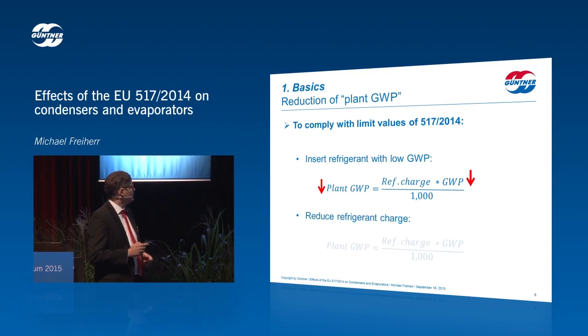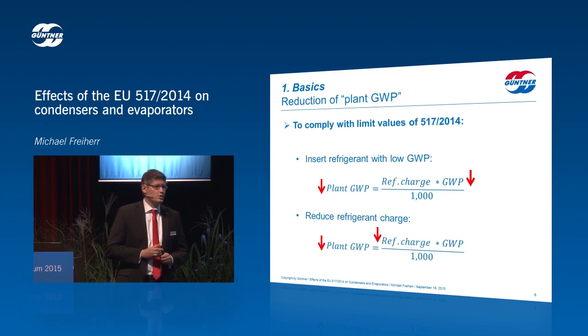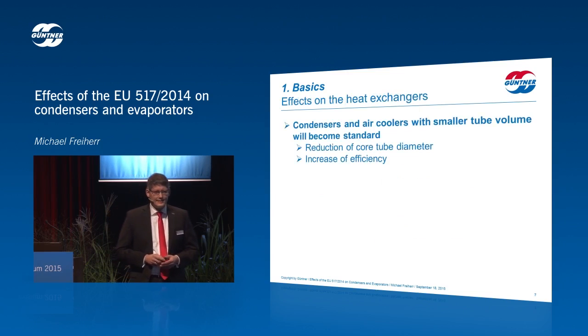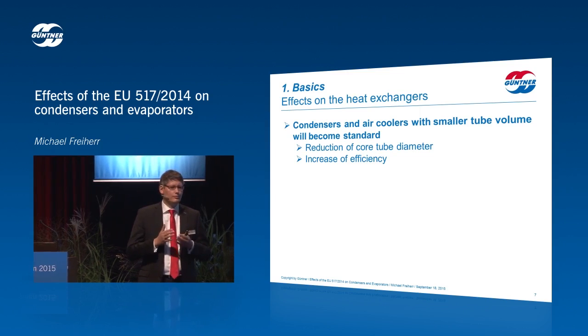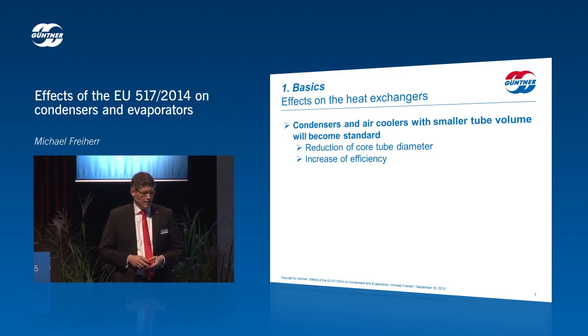This leads to the second variant, how you can calculate the limit values, the refrigerant charge. We've already heard a little bit about this, and we'll hear more about this during the course of the day. And this brings me to the next point. Condensers and air coolers with smaller tube volumes or tube diameters will become more and more a standard in the future. That means they need to be more efficient in order to reach the capacity of previous systems.